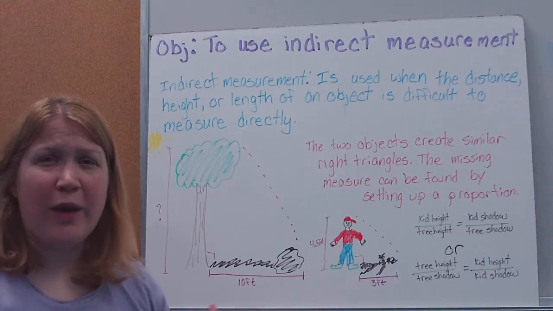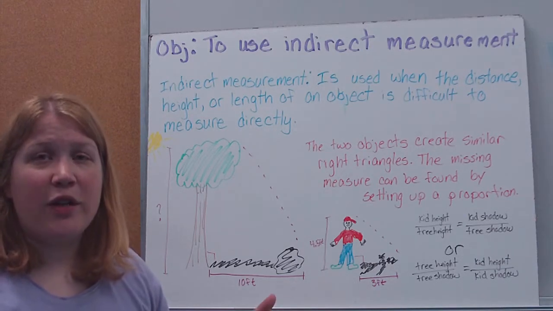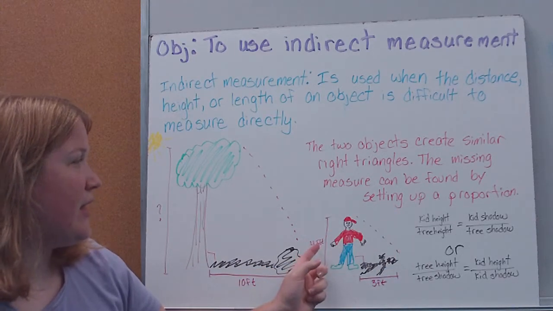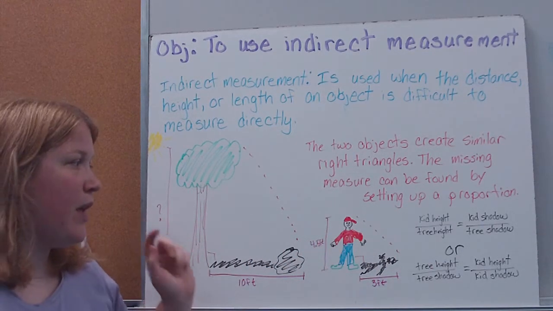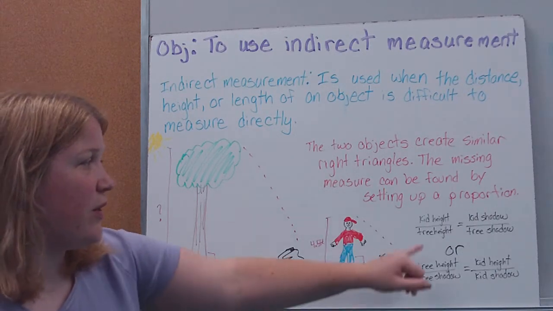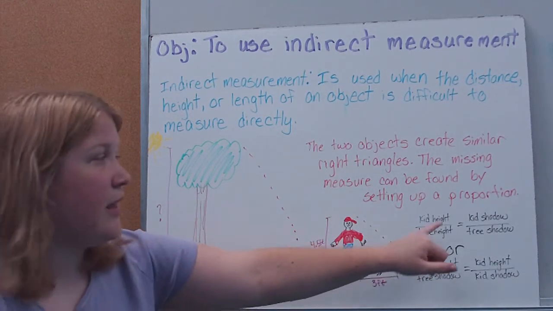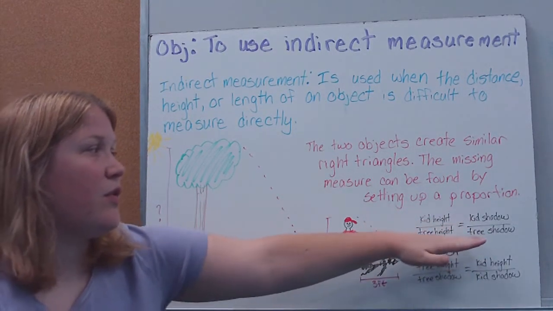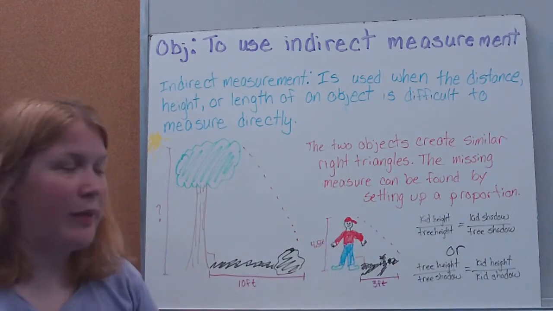Remember, there are always 2 ways that we can set things up, as long as we set up the like to the like. I could set it up with the kid's height over the height of the tree, which is equal to the kid's shadow over the tree's shadow. You'll notice I have height to height, shadow to shadow. Kid is on top, tree is on bottom, so everything's lined up the way it should be.